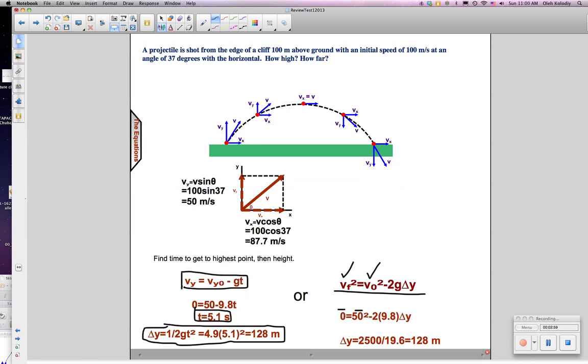So how do we calculate how far it goes? Well, there's two ways to do that. One, if the time of flight to the highest point is 5.1 seconds, then the total time of flight is going to be double that, 10.2 seconds. Now during that time, it is moving to the right at constant speed. So the distance it moves, which is how far away you are, this distance delta x, is equal to its constant velocity times that time we just found. The constant velocity we found is right over here. It's 87.7 meters per second for 10.2 seconds. So this is approximately 900 meters far away.